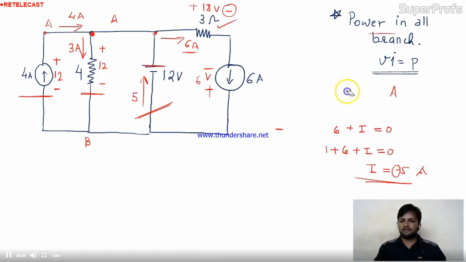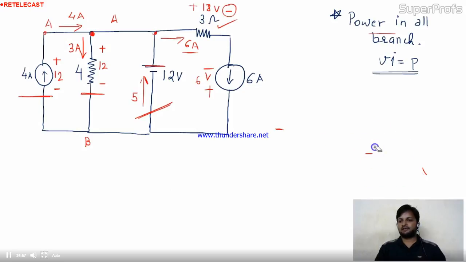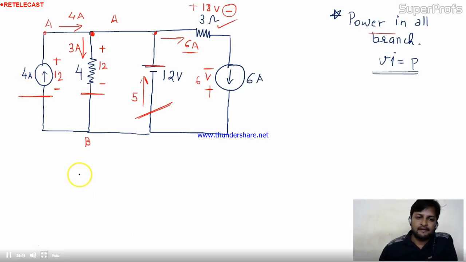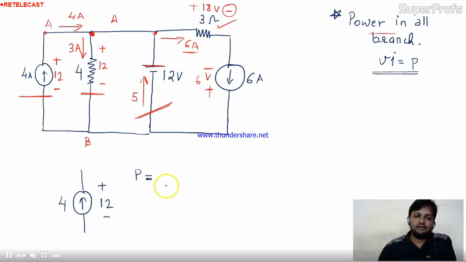Let me erase it first, then we'll start the power calculation in different elements of the circuit. Okay. So come to the 4 ampere first. Let me change the color also. Okay. This 4 ampere. See, the 4 ampere is like this, 4 ampere and direction of voltage like this. So the power is, tell me the power. 12 into 4, 48 watt.